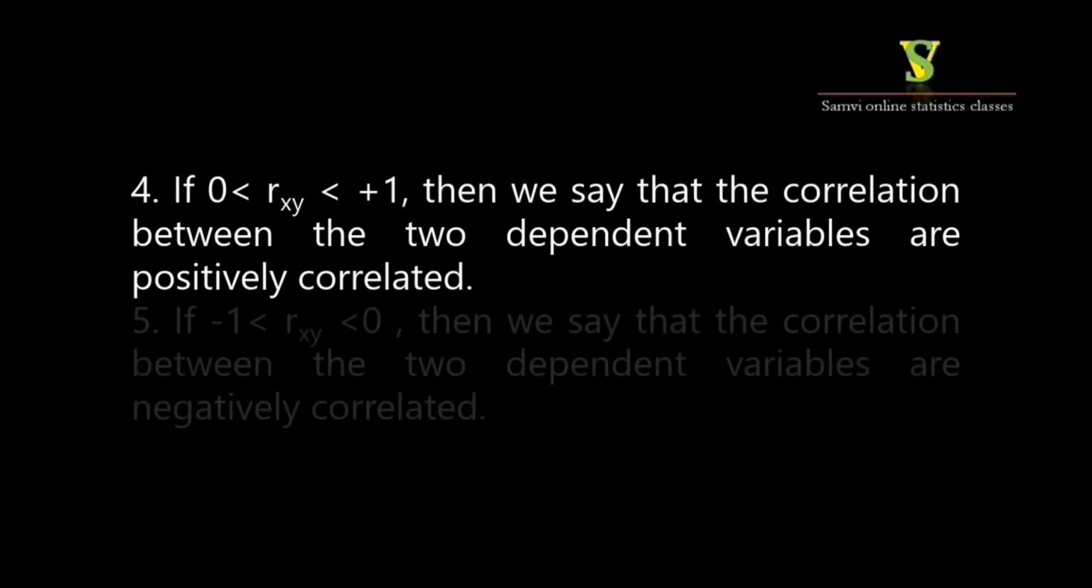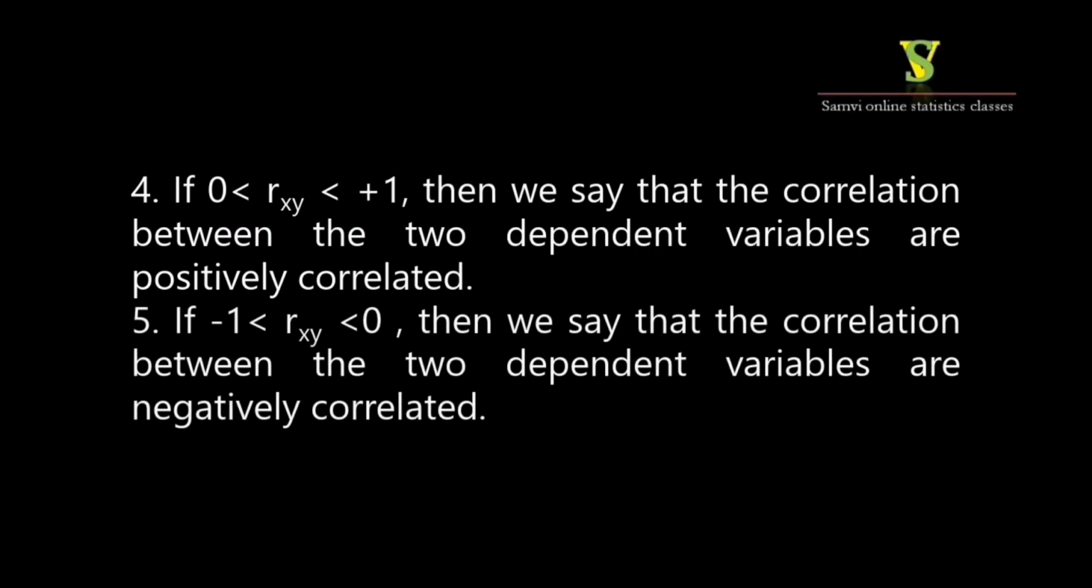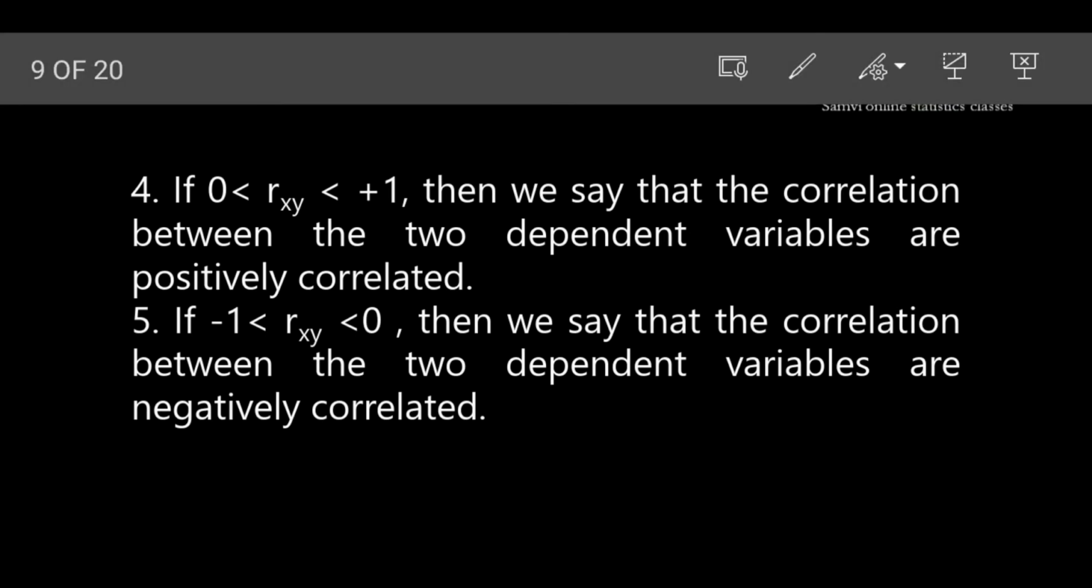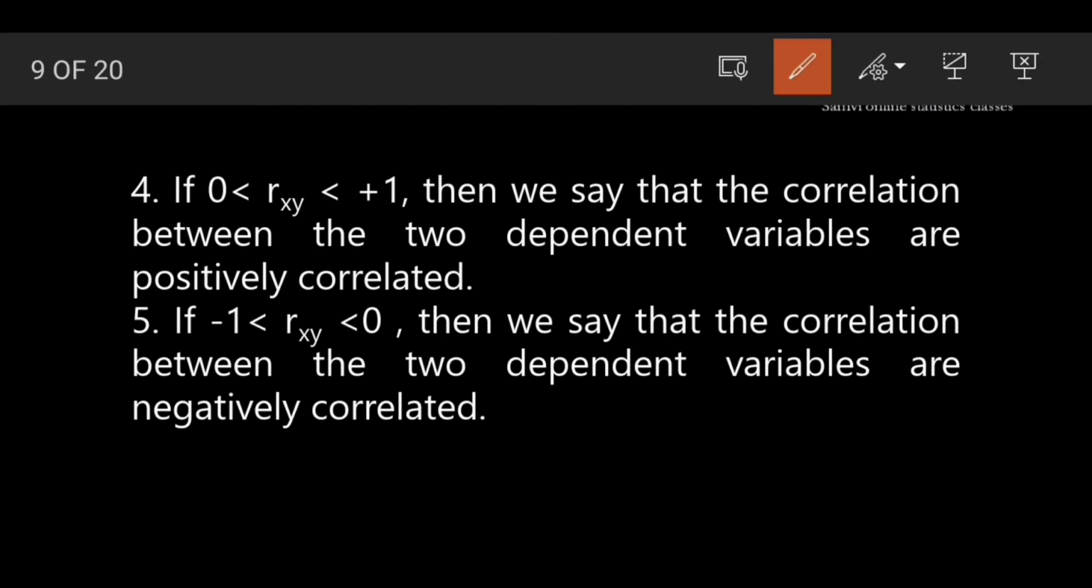Next, the fifth one is, if rxy is in between minus 1 and 0, then we say that the two variables are negatively correlated. The meaning is, suppose I get minus 0.9, otherwise minus 0.05, like this. So the values in between minus 1 and 0, then we can say that it is a negative correlation.